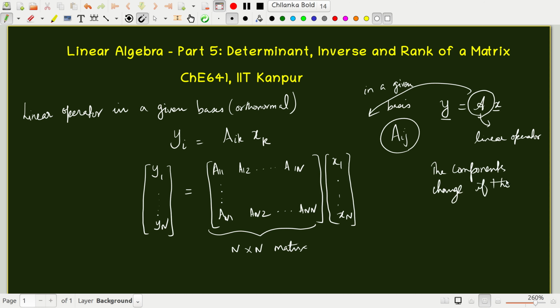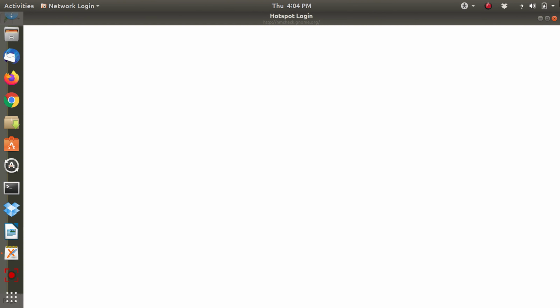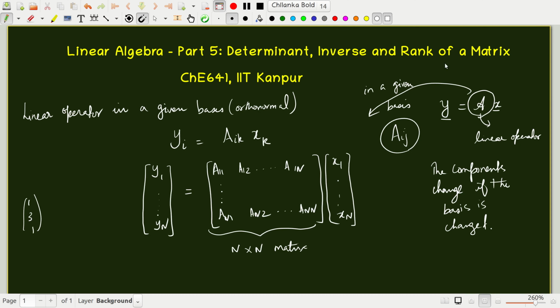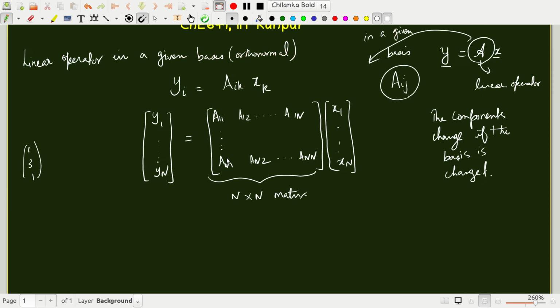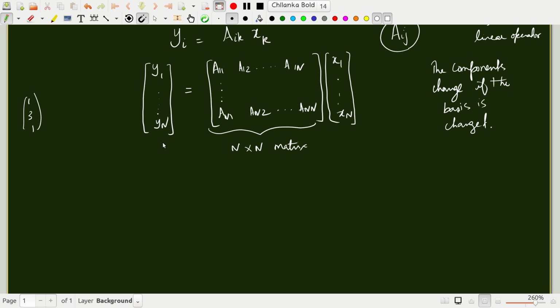if the basis is changed. Just as if you have a vector, if I change the basis, then the individual numbers will change. But that's the same vector which has different representations in different bases. In the same way, the numbers that represent the elements of a matrix will in general be different in different bases.